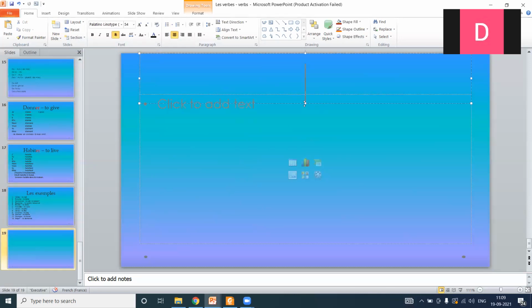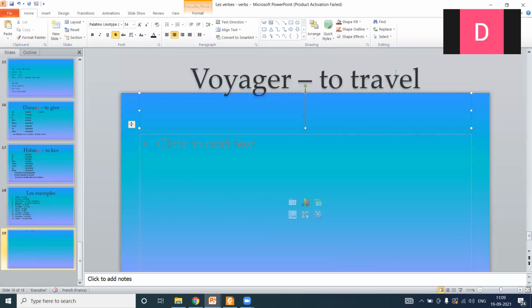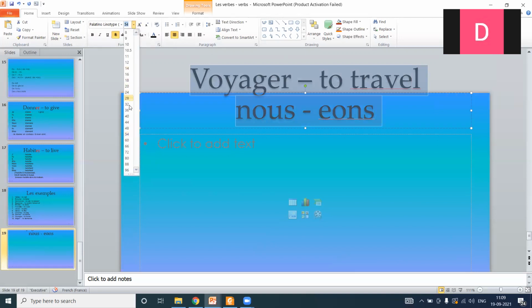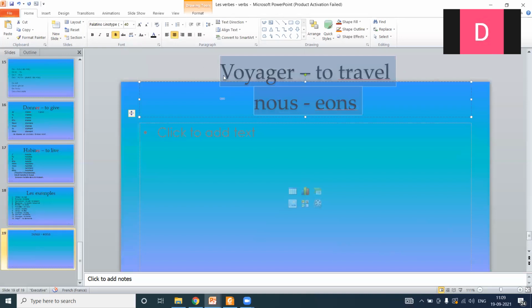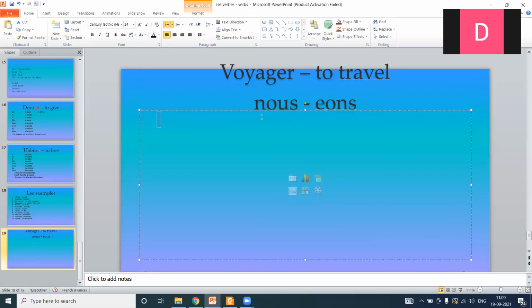Voyager is a -ger verb, to travel. So -ger verbs are what? Actually, in the nous form it is -ons, but for a -ger verb it is -eons. Actually -ons, no? But here -eons. So now how will it come? Je voyage, tu voyages, il voyage, elle voyage, nous voyageons.